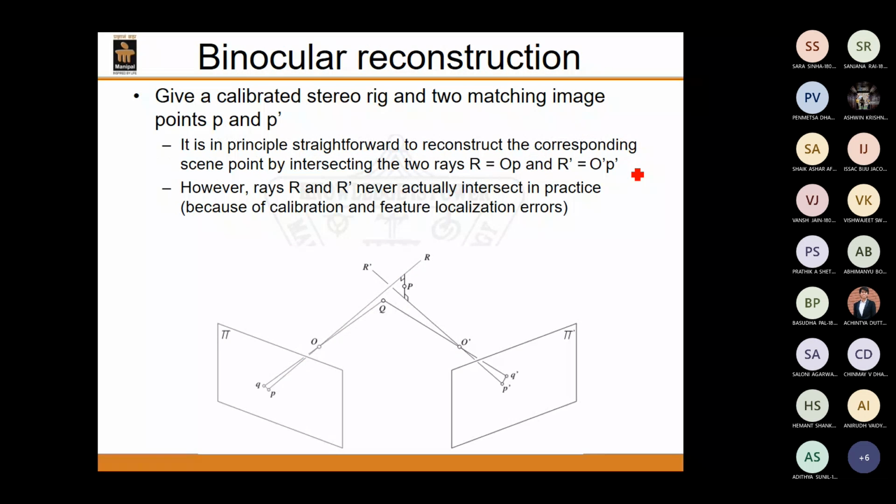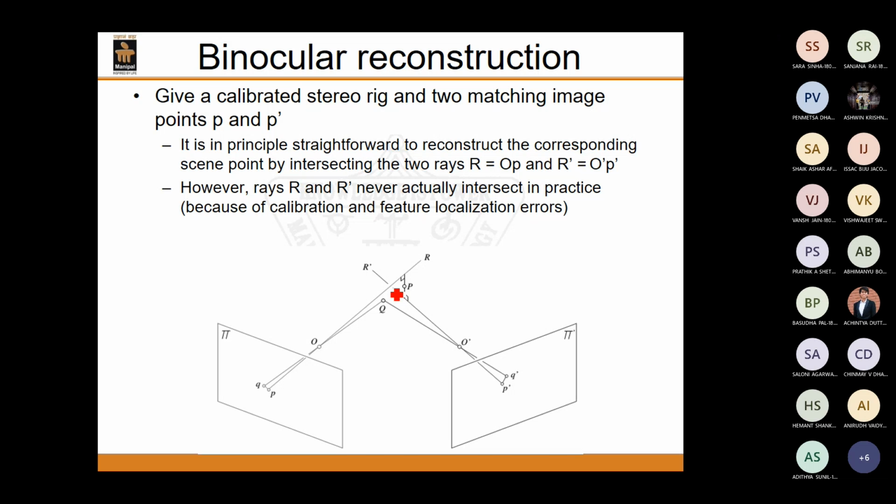Now, sometimes there may be some errors due to calibration, or some errors due to finding the exact corresponding pairs between the two images. Because of errors that may creep in during the calculation, when you try to project these lines, they may not intersect. What we have discussed earlier is that you project these lines and the point of intersection gives us the 3D point capital P, right?